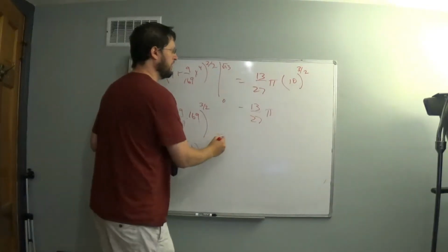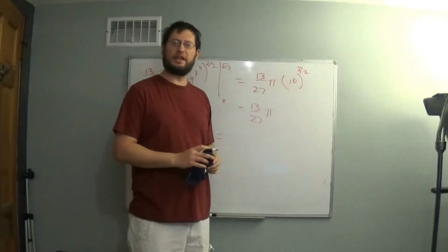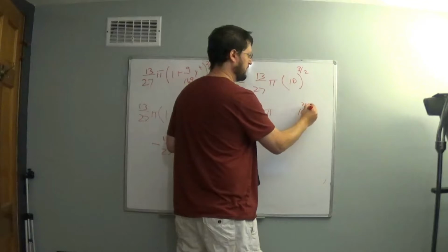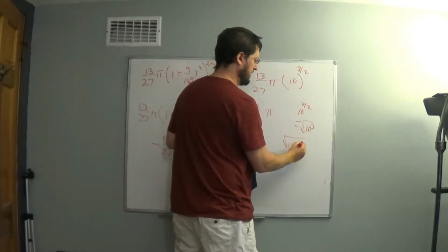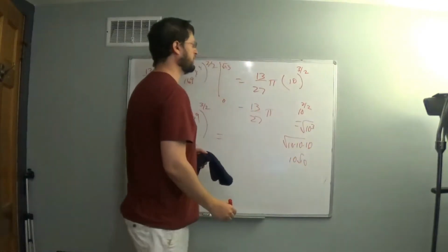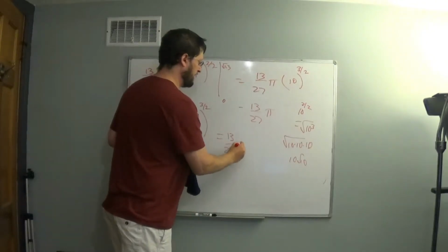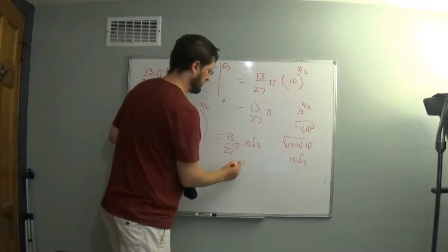And we're almost done. 10 raised to the 3/2 is the square root of 10 cubed. So 10 to the 3/2 is the square root of 10 cubed, which is the square root of 10 times 10 times 10, which is 10 times root 10. So we end up getting 13 over 27 pi times 10 root 10, minus 13 over 27 pi.